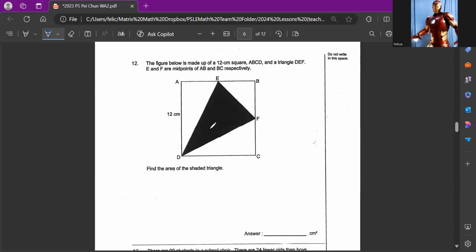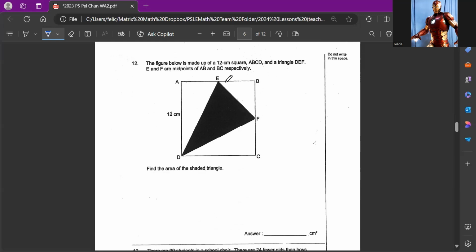Okay, question 12. The figure is made out of a 12 cm square, ABCD, and a triangle DEF. E and F are the midpoints of AB and BC respectively. Find the area of the shaded triangle.